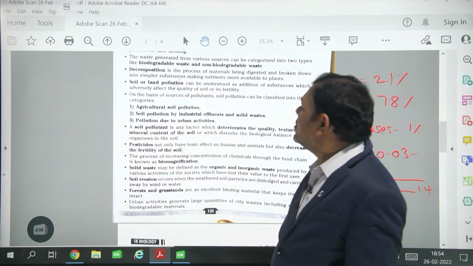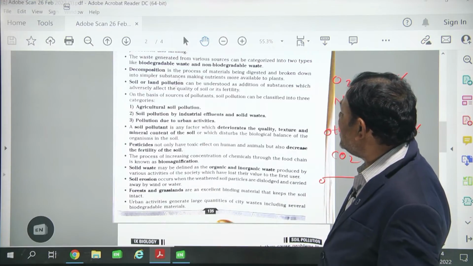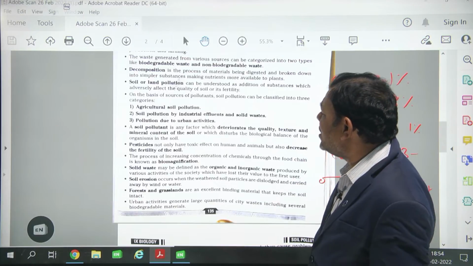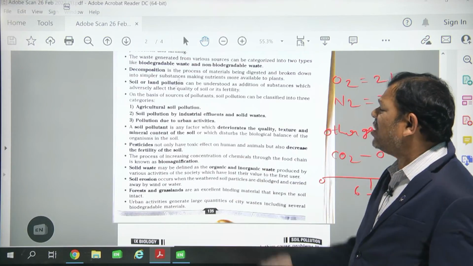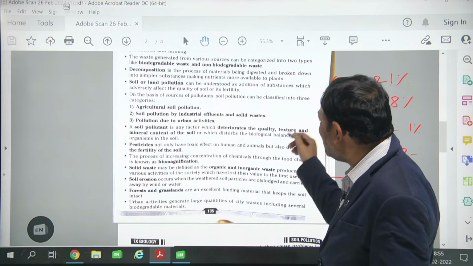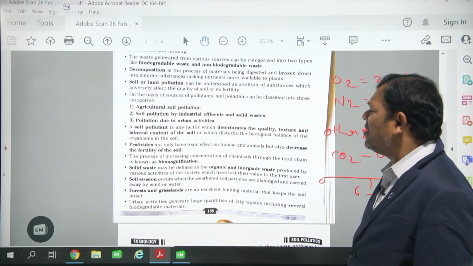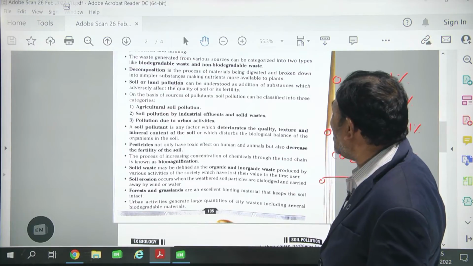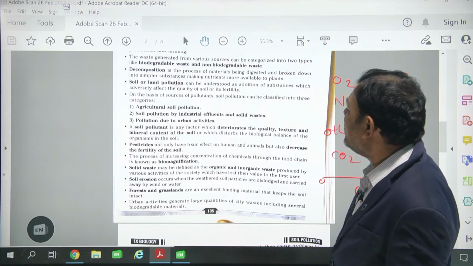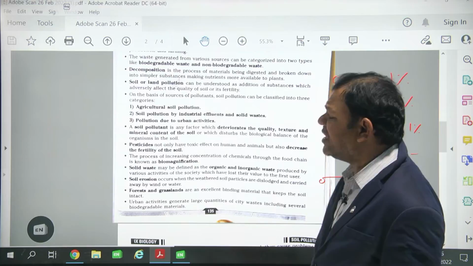Now, a soil pollutant is any factor which deteriorates the quality, texture and mineral content of the soil. Soil pollutants can change the quality of the soil, they can change the color of the soil, and they can change the mineral content of the soil, which disturbs the biological balance of the organisms in the soil. Next, pesticides not only have a toxic effect on humans and animals, but also decrease the fertility of the soil.